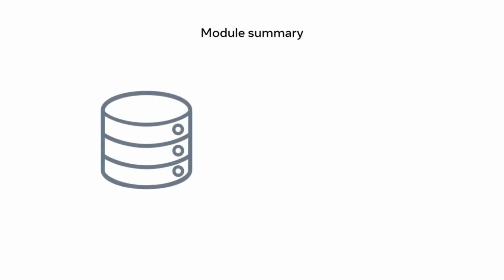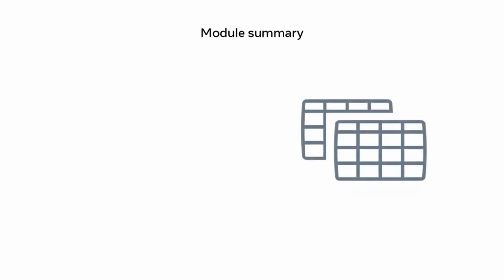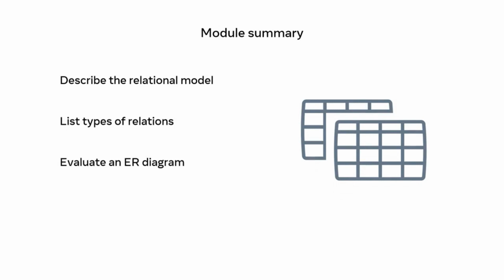Having completed this module, you should now be able to define the term database schema, describe the schema of different database systems, create a basic database schema using SQL, and list the two main types of database schema. You then moved on to explore relational database design. In this lesson, you learned how to design a relational database. Having completed this lesson, you should now be able to describe the relational model, list different types of relations, evaluate an entity relationship diagram, or ERD, and explain the purpose of primary key in a database table.